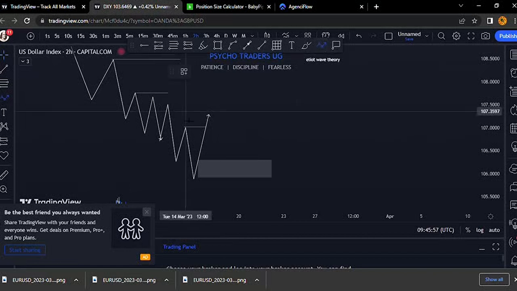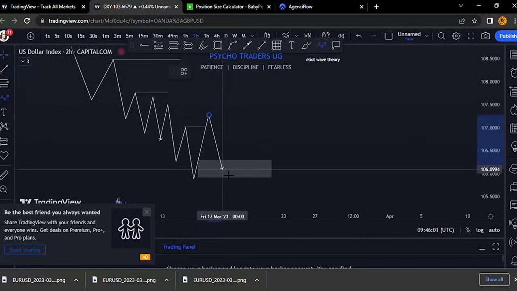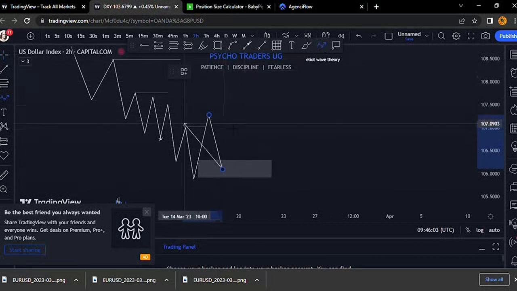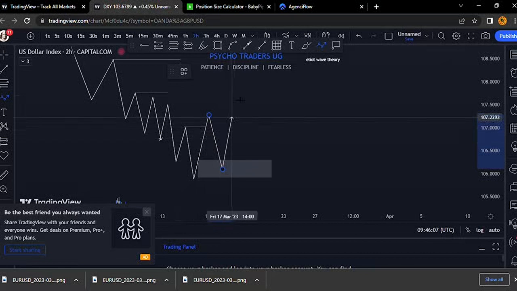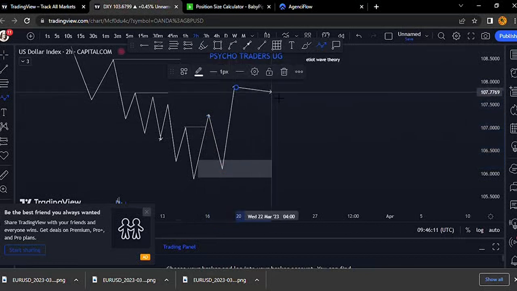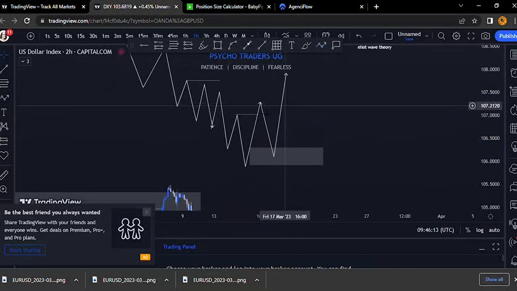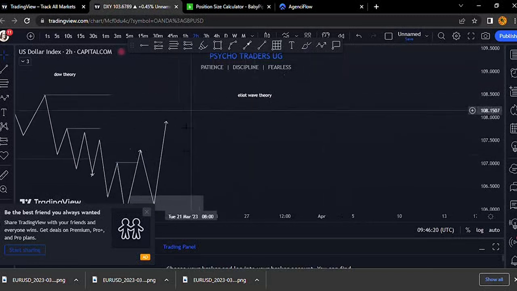This is the theory that Mr. Dow talks about. It shows that if one structure point is disrespected, that means we are changing character, we are changing market structure. This is what most people call choke, the change of character, and they look for some buys.